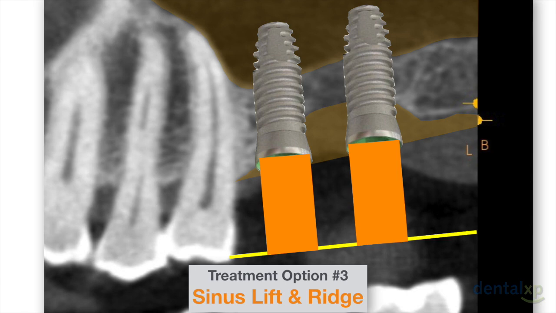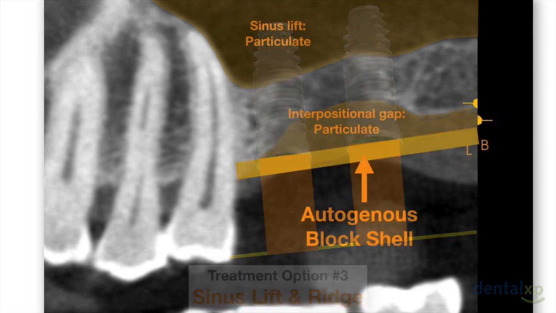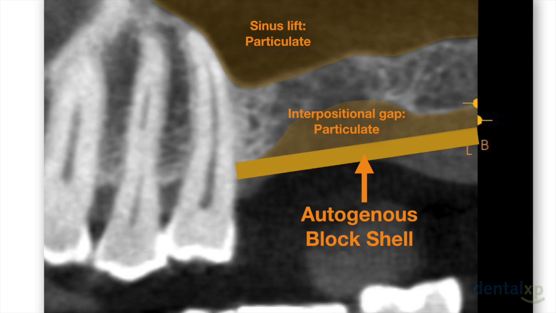The sinus and the ridge reconstruction can be done at the same time with excellent predictability following a bidirectional bone augmentation technique. The technique for bidirectional bone augmentation involves a single-stage sinus lift and placement of an autogenous block shell with an interpositional particulate bone in the gap. The arched shape of the ridge provides great stability for the block shell and restoration of the ridge height.